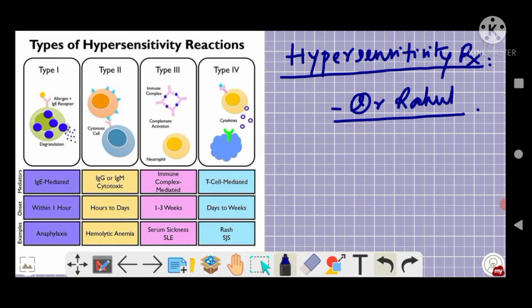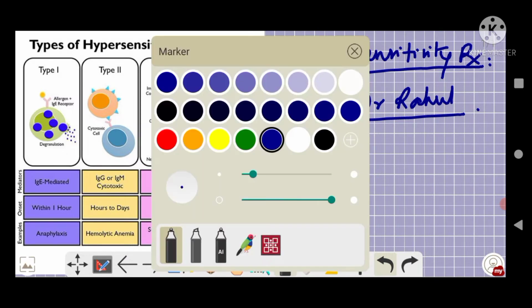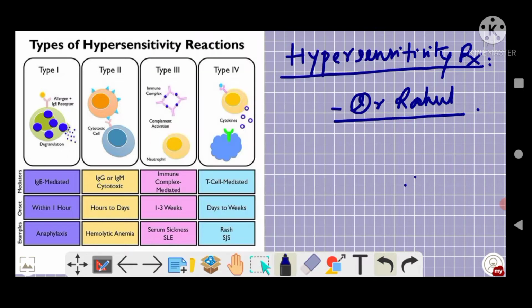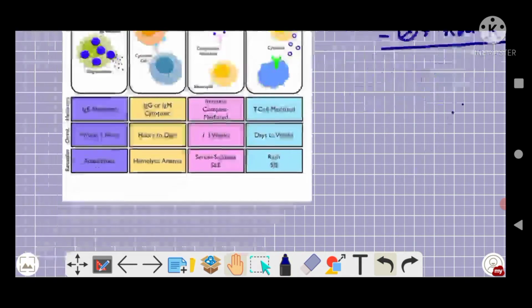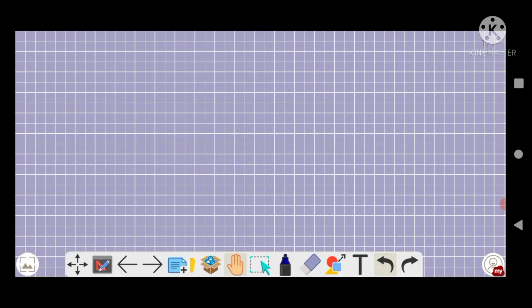So today we will discuss different hypersensitivity reactions. In this slide I will take examples. We will first talk about type 1 hypersensitivity reaction. So here I am writing hypersensitivity reactions. So this is your type 1.